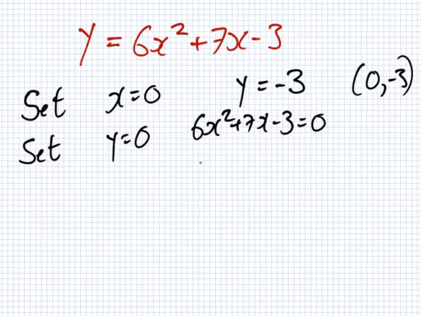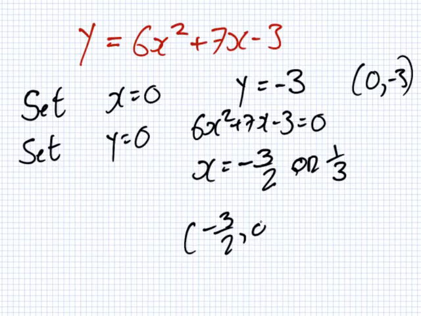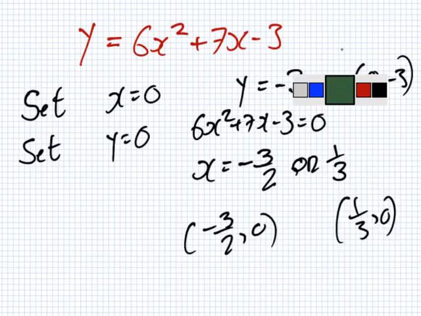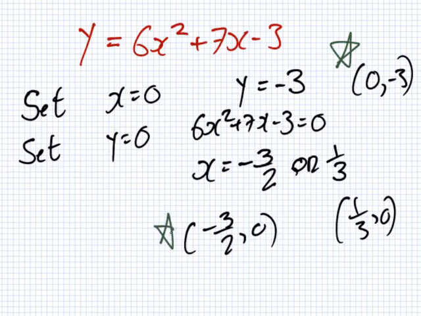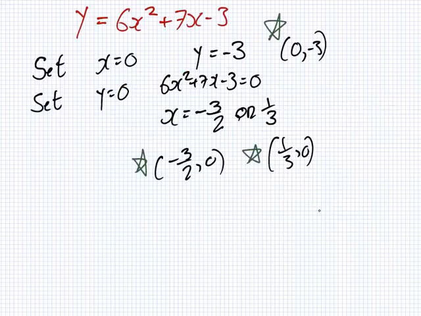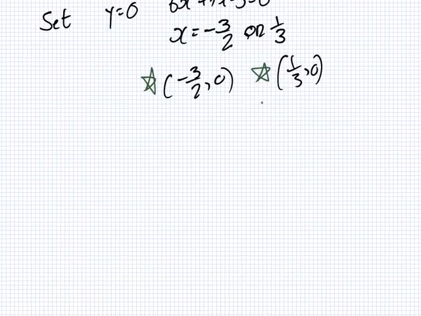What were the two answers? x equals minus 3 over 2 and 1 over 3. So now we have the points minus 3 over 2, 0, and 1 over 3, 0. So we have 3 points here, and that is enough to draw this. I'm going to draw it. So, let's draw this one now.